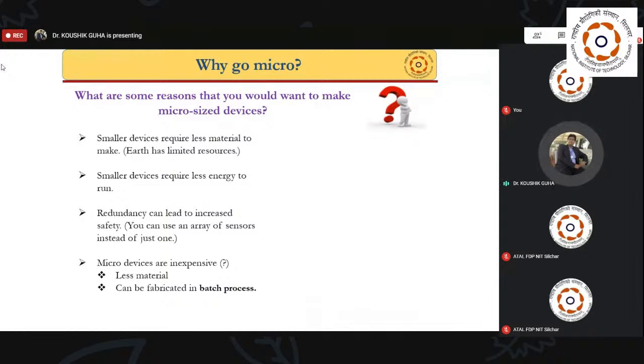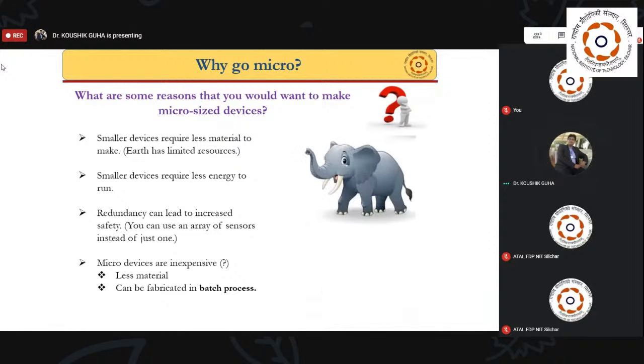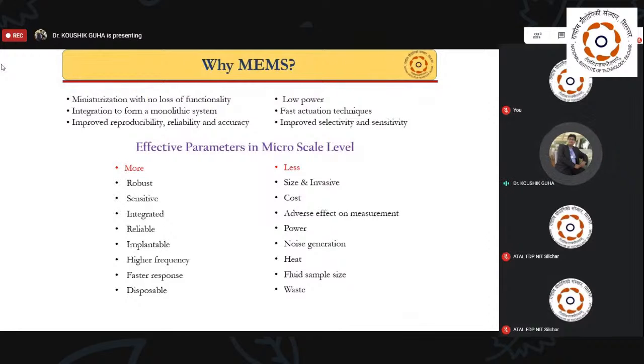Then redundancy can also be one of the factors, because if your devices become smaller and smaller, you can use multiple of them rather than a single one. In some applications, like space and navigational applications, you cannot go and repair your sensor or device when it malfunctions. So if you use a redundant array of sensors in a space application, then if one sensor stops working, the other sensors will work, and your communication will not break down. Micro devices are also inexpensive because the material is less. Obviously material cost will be low, and they can be fabricated in a batch process like our IC fabrication technology. So these are the reasons for choosing small size devices.